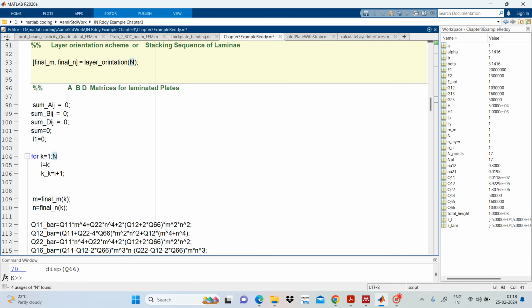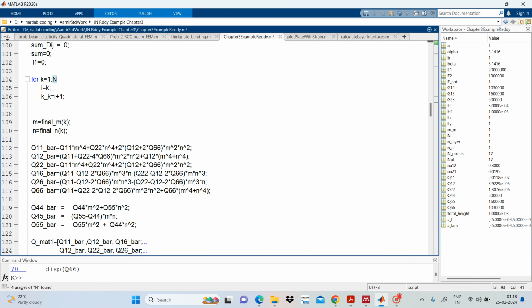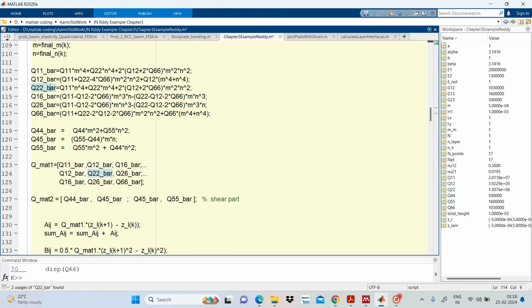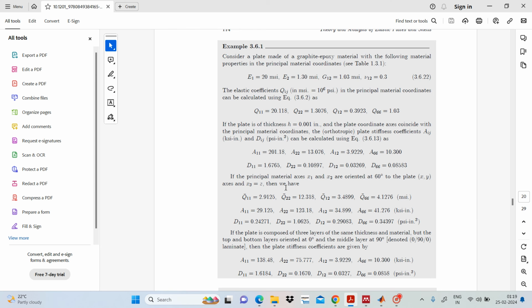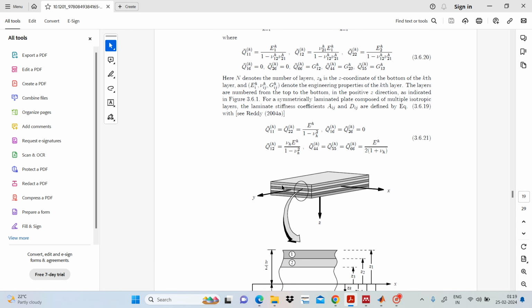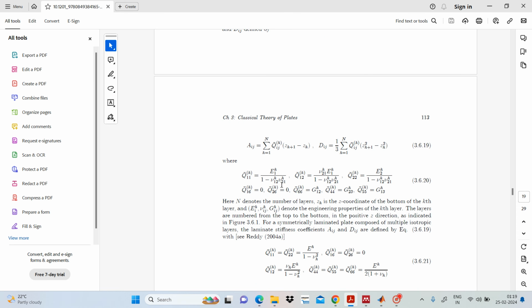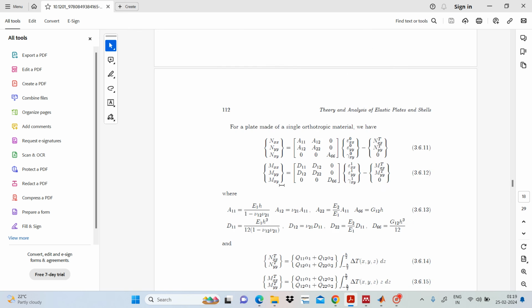Now we are going to produce ABD matrices. So how do we make the ABD matrix? We have seen that if we know the Q11 bar and so on, then Q mat 1 equals this matrix of Q11 bar, Q12 bar and so on, as we have seen from the formula in the book.